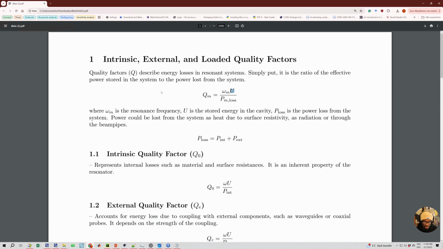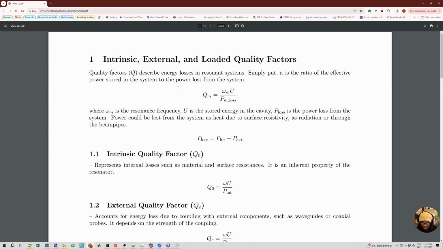Hello, today we'll be talking about quality factors and how they are calculated in CST Studio. When we talk about quality factors, it is important to know which one we are talking about, because there are a couple of quality factors that we should know, which are also called different names. Basically, quality factors describe the energy losses in resonant systems.